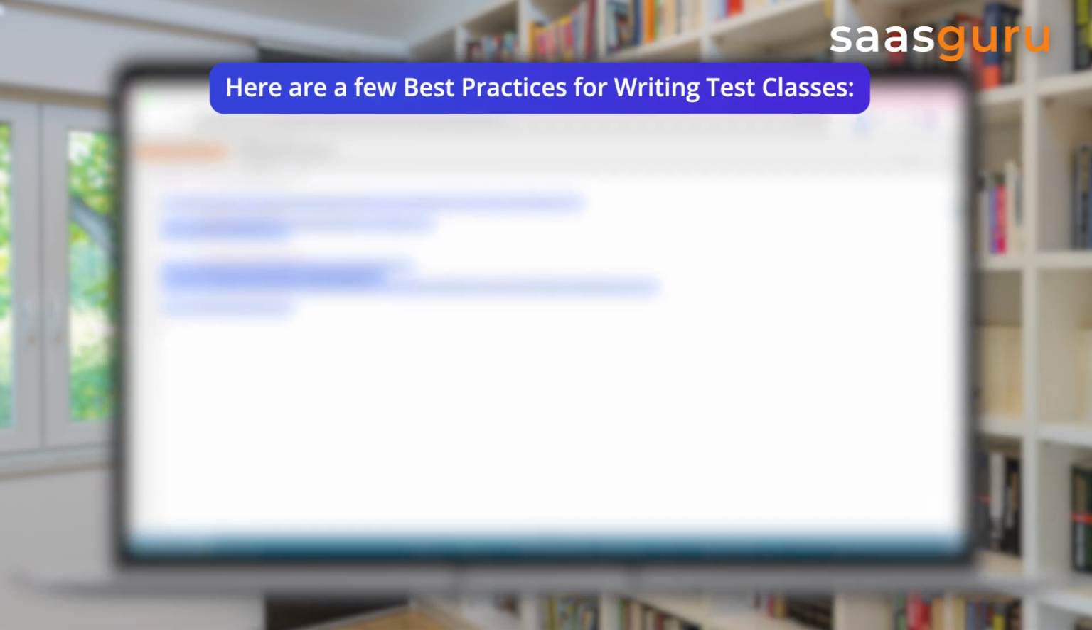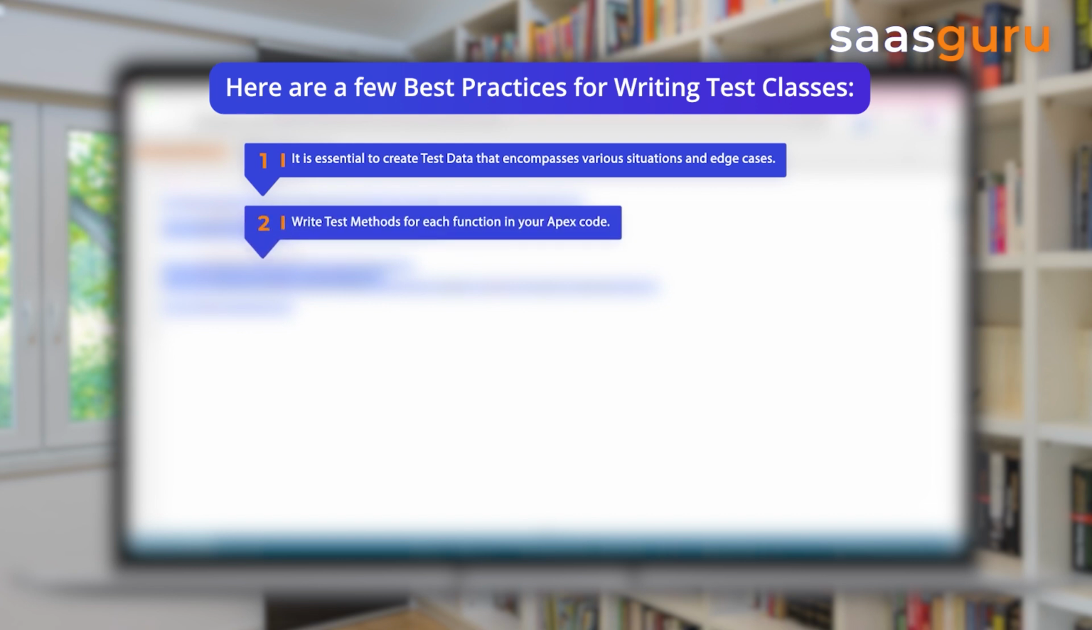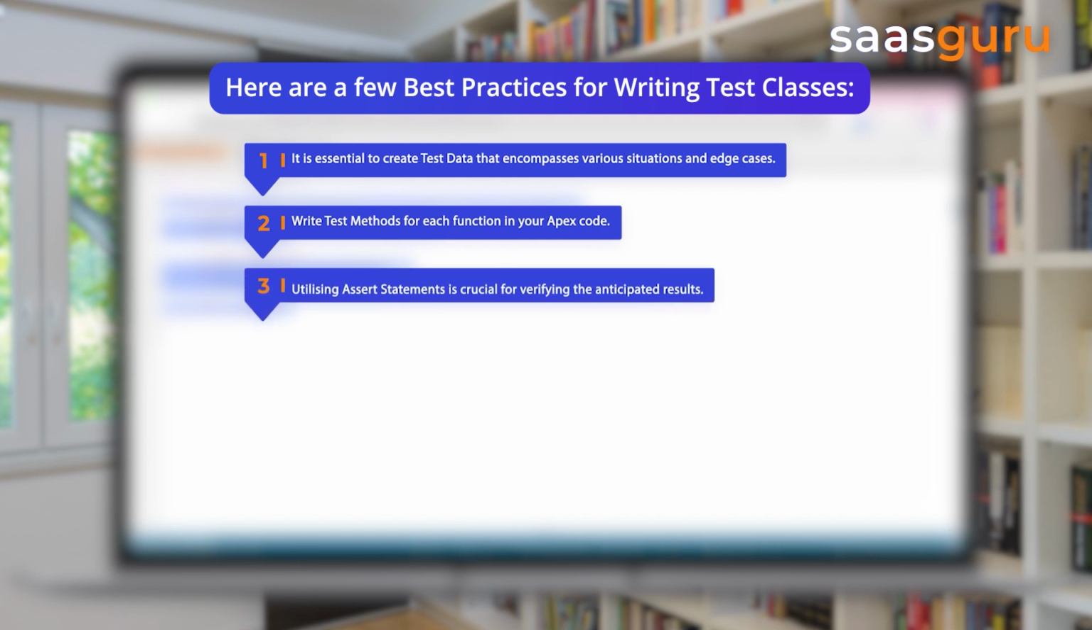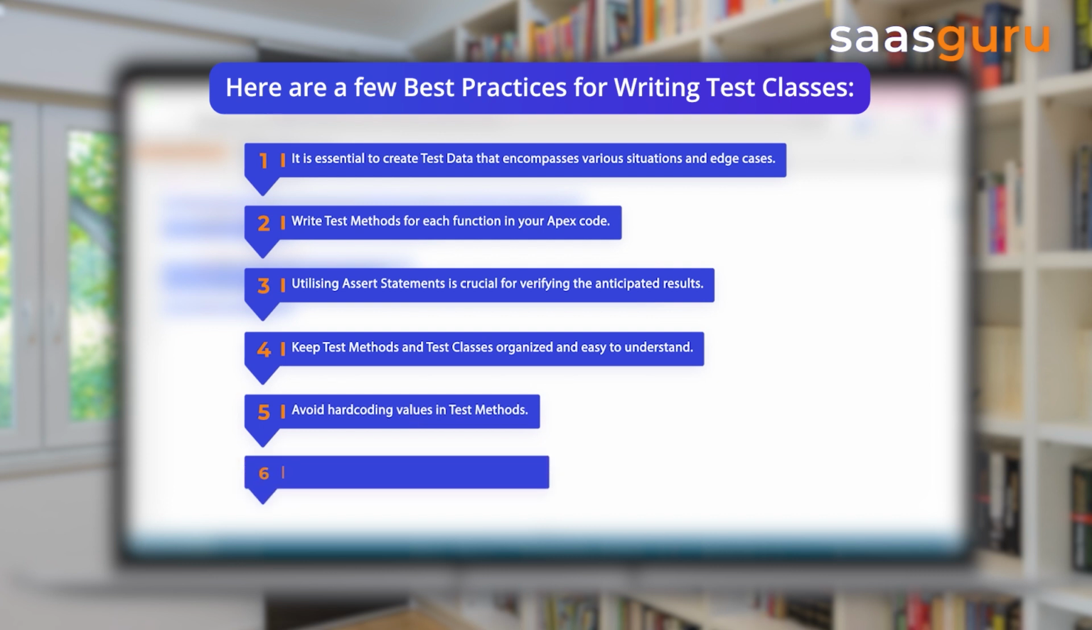Here are a few best practices for writing test classes. 1. It is essential to create test data that encompasses various situations and edge cases. 2. Write test methods for each function in your Apex code. 3. Utilizing assert statements is crucial for verifying the anticipated results. 4. Keep test methods and test classes organized and easy to understand. 5. Avoid hard-coding values in test methods. 6. Do not use real data.